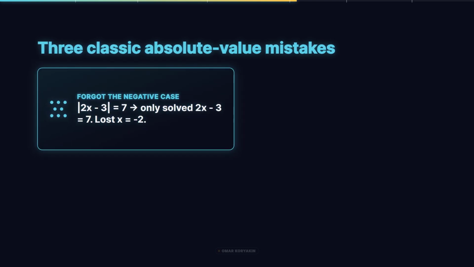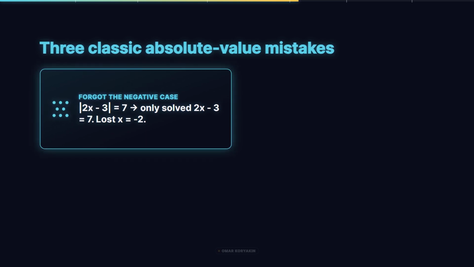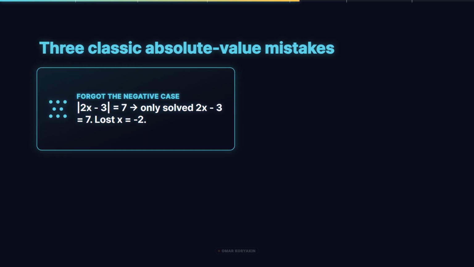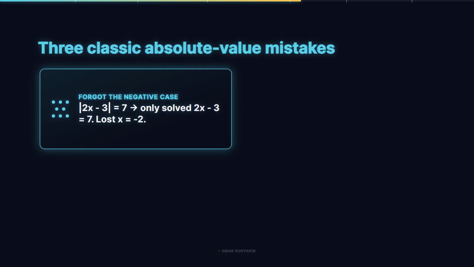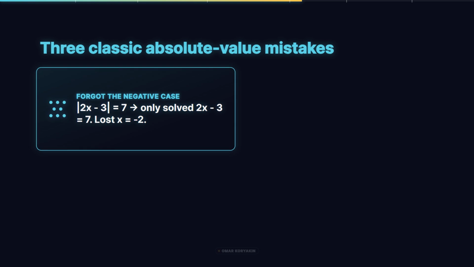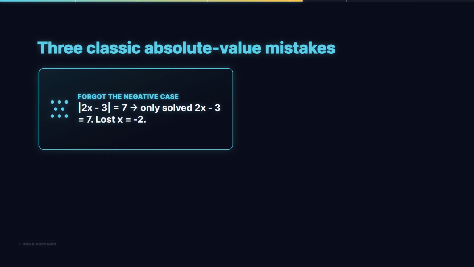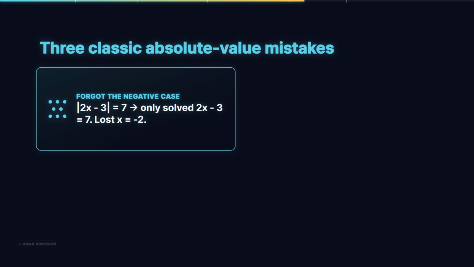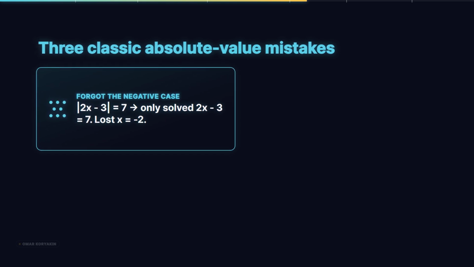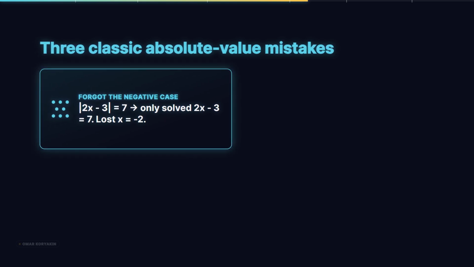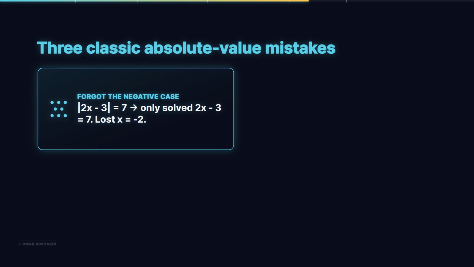First mistake: solving only the positive case and forgetting the negative case during the case split. A student looks at absolute value of 2x minus 3 equals 7 and writes only 2x minus 3 equals 7, getting x equals 5 and stopping there. The negative case 2x minus 3 equals negative 7 also produces a valid solution at x equals negative 2, but the student misses it entirely and submits an incomplete solution set.